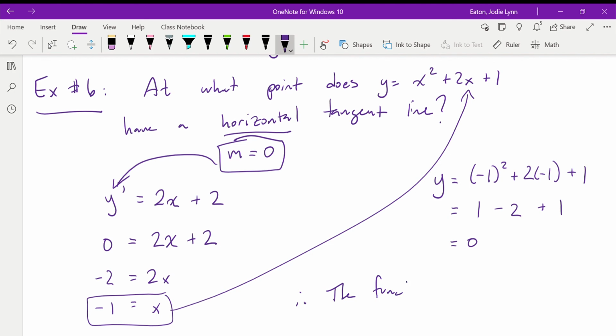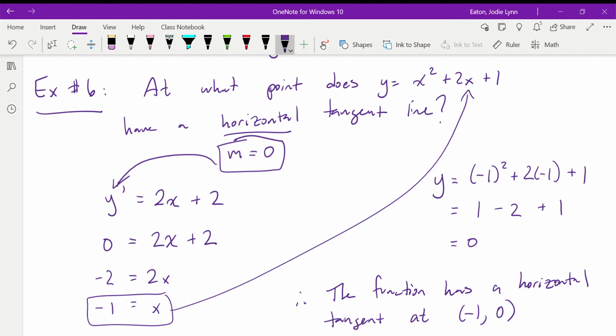The function has a horizontal tangent at negative 1, comma 0. So it happened to be y equals 0, but that doesn't necessarily happen for all functions. When you're trying to find the slope, you plug your x values into the derivative. When you're trying to find the y value, you have to plug back into the original function. So now that we're using derivatives, you're going to have to be careful thinking about what is it I want.